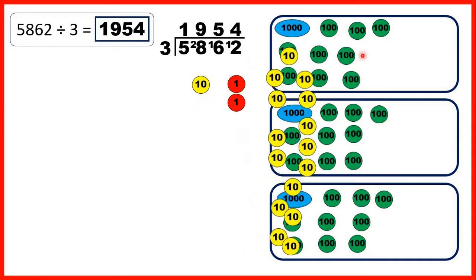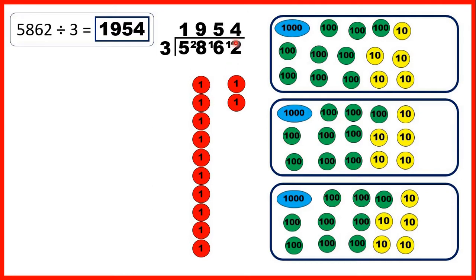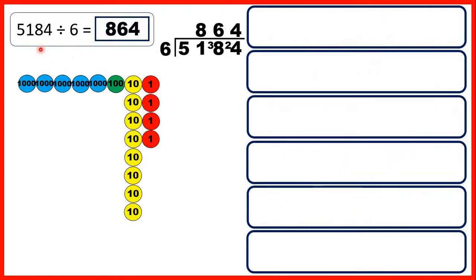We can share out 15 of those tens because 5 times 3 is 15, but then we have one remaining 10. We write the remainder 1 in front of the next digit because we can exchange this 10 for 10 ones. So now we have 12 ones, and we can share out all of those ones to get 4 ones in each group. So that's why our answer is 1,954.